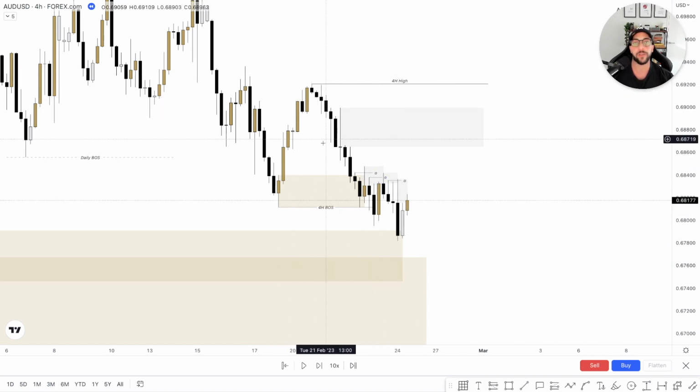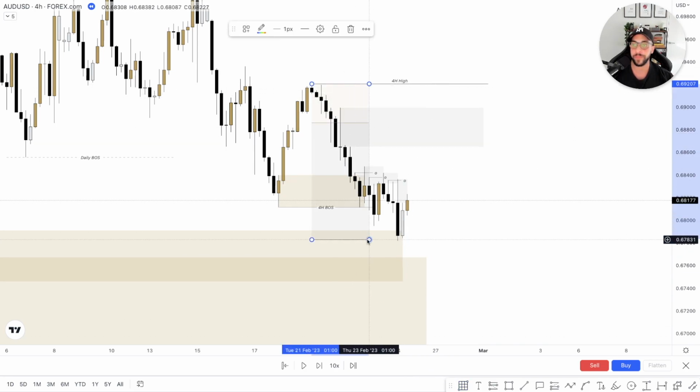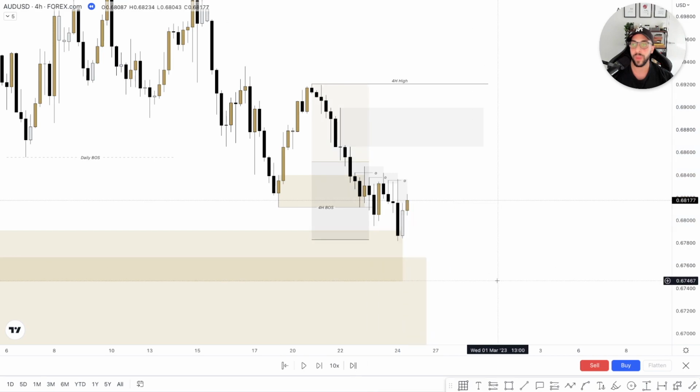So we don't really have the opportunity to drop our premium and discount. Obviously here we can confirm that this is going to be in discount, because even if this was to be setting our 4 hour low, which it hasn't yet, we can see that this supply here would be the first one that would be within premium.